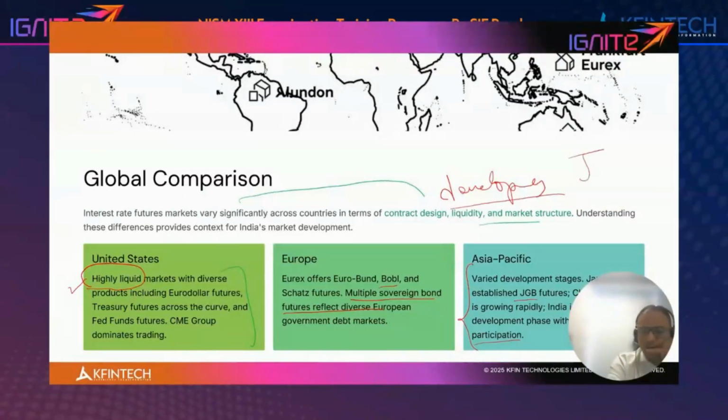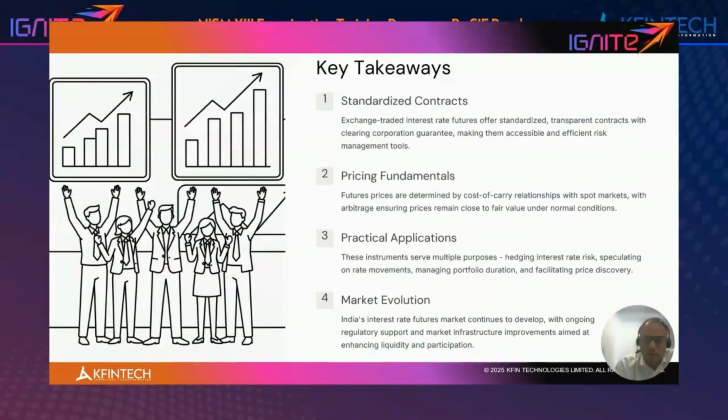So JGB futures, which is in Japan, is the largest in Asia. In Europe, Eurobond and sovereign bonds are also issued. United States is the highest liquid market for interest rate futures. CME is Chicago Mercantile Exchange. Chicago Mercantile Exchange is the full form of CME. So this is an exchange under which the interest rate futures are executed.